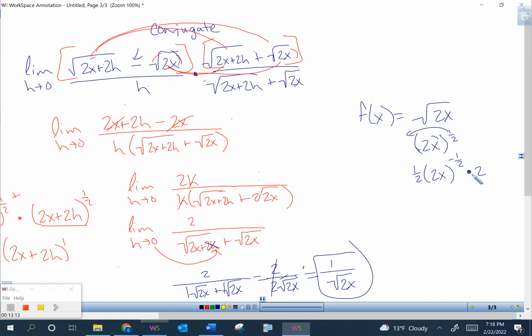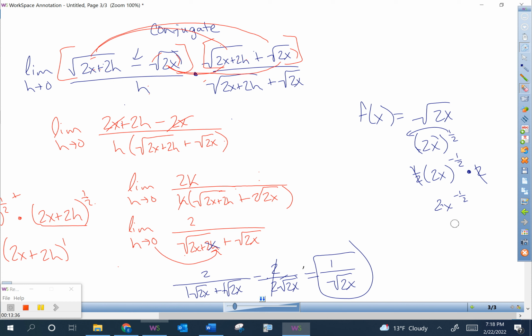So the 1/2 and the 2 cancel each other out. So this is really 2x to the negative 1/2, and when we think about the 1/2, we know it's the square root. We think about the negative, it goes to the bottom. So this is ending up being this 2x on the bottom in a square root symbol, and with 1 on top, just like what we were talking about here. And they end up matching up.